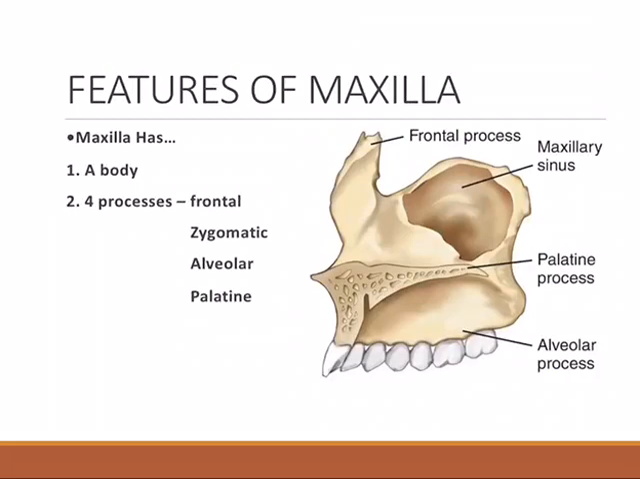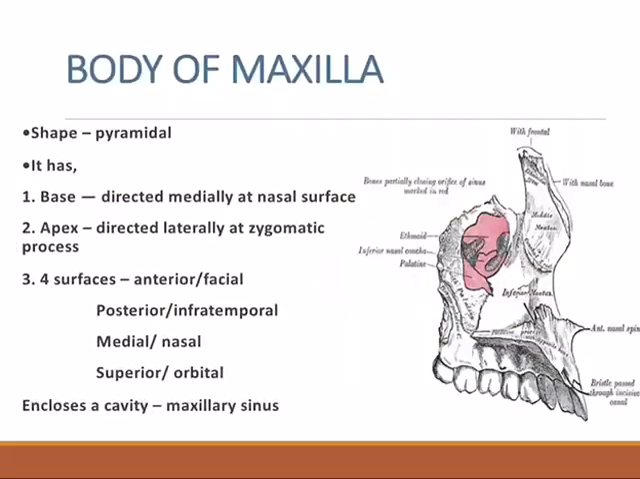Features of maxilla. Maxilla has a body and four processes. These processes are named as frontal, zygomatic, alveolar and palatine, and can be seen from the diagram. Body of maxilla. Its shape is pyramidal, as clearly seen in the diagram. It has a base directed medially at the nasal surface, an apex directed laterally at the zygomatic process. It has four surfaces named as anterior or facial, posterior or infratemporal, medial or nasal, superior or orbital. It encloses a cavity called the maxillary sinus.